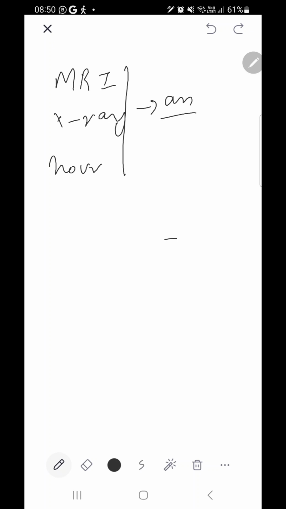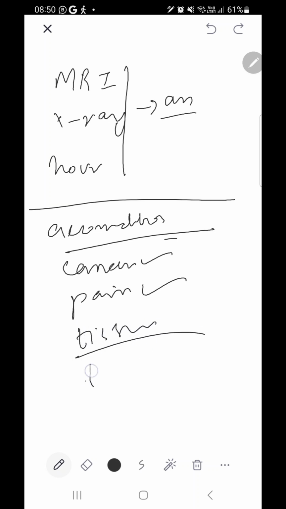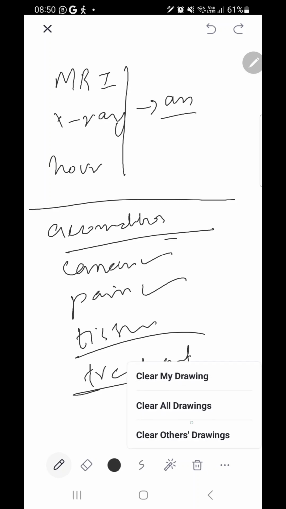There is no article with an uncountable noun, such as accommodation is uncountable, cancer is uncountable, the word pain itself is uncountable, tissue is uncountable, treatment is an uncountable noun. Okay, and we have to use the definite article.